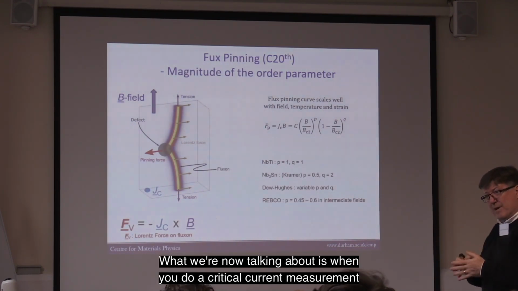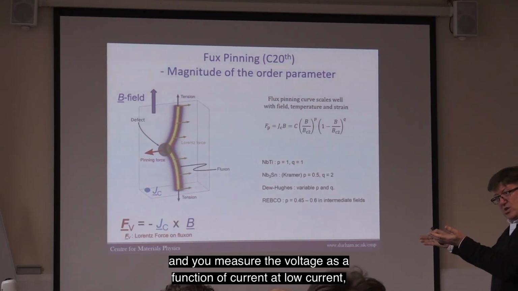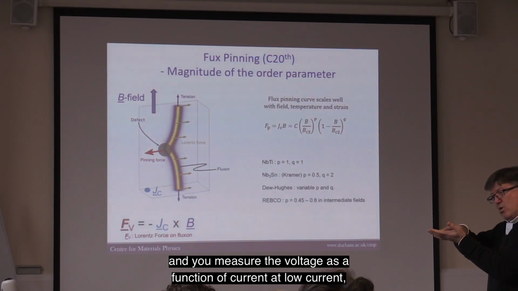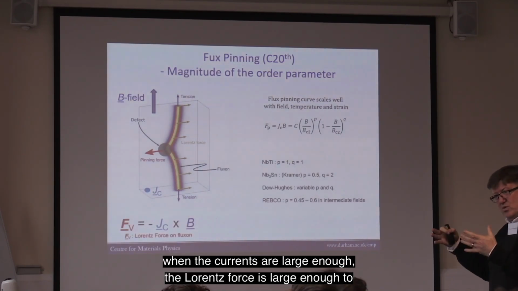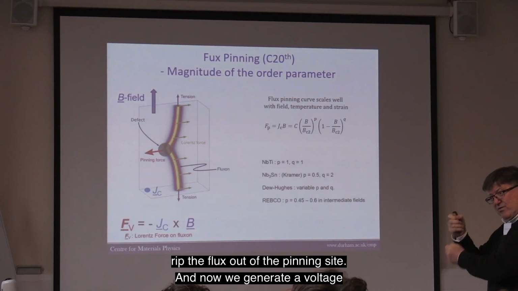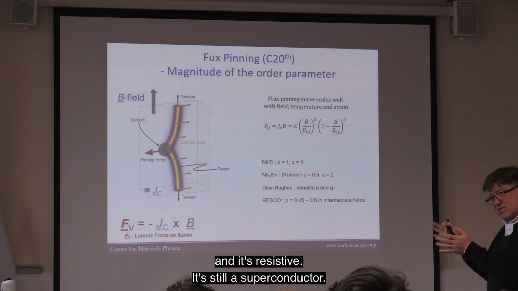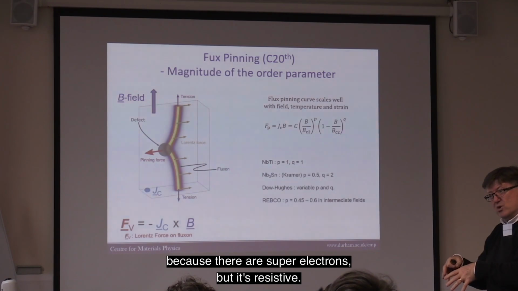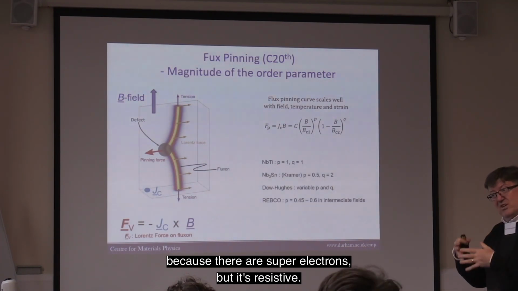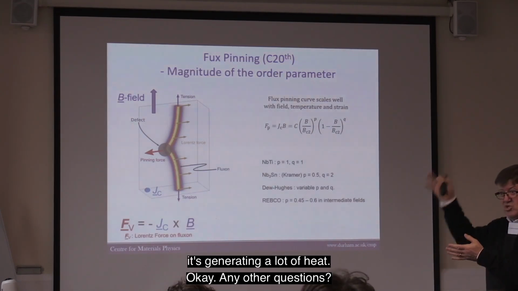What we're now talking about is when you do a critical current measurement and you measure the voltage as a function of current. At low currents, it remains zero resistance. Eventually, when the current's large enough, the Lorentz force is large enough to rip the fluxons out of the pinning site. And now we generate a voltage and it's resistive. Still a superconductor, just a resistive superconductor. It's a superconductor because there are superelectrons, but it's resistive. It's of no value from an applications point of view because it's generating a lot of heat.